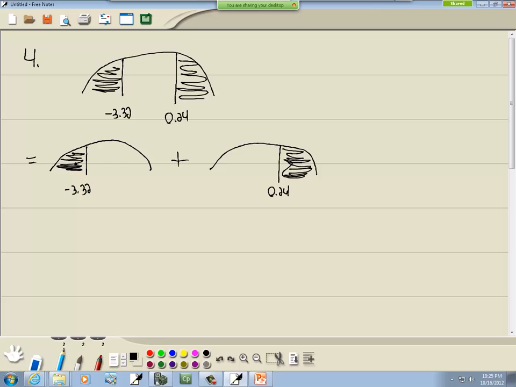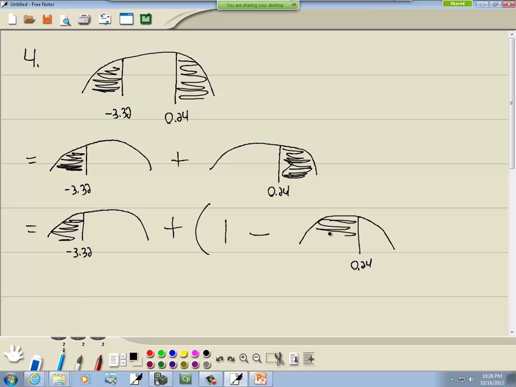Okay, so we said this is in the right form. So I'm going to leave it alone. Plus, and I'll put parentheses around here, we looked at this before. To find the area to the right, we do 1 minus the area to the left of that value. Because 1 is everything, that's everything shaded. And if I subtract off the area to the left of 0.24, that'll leave me the area to the right.